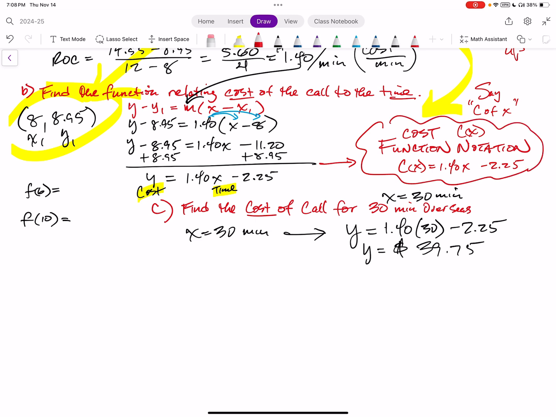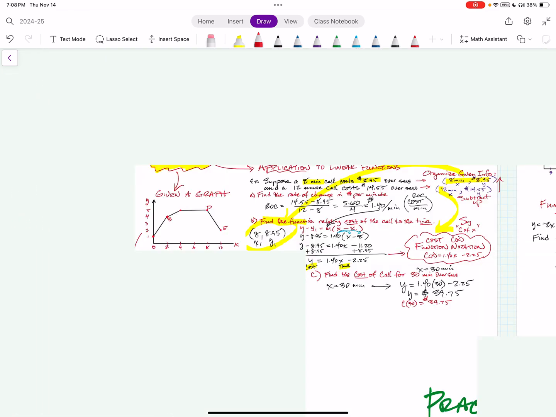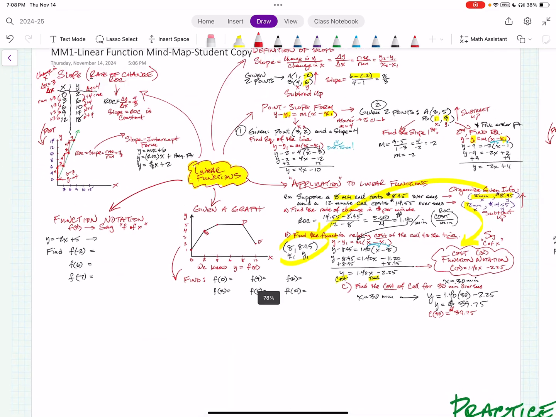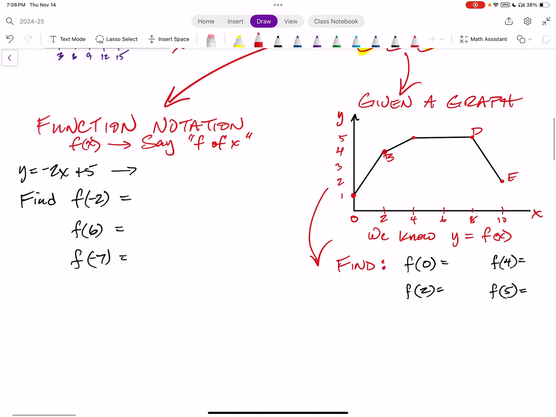So I could have written this as C of 30 is equal to $39.75. All right, there we go. So we're almost there, almost there. So now what we need to do is talk about function notation. Let's go over here and talk function notation for a moment.